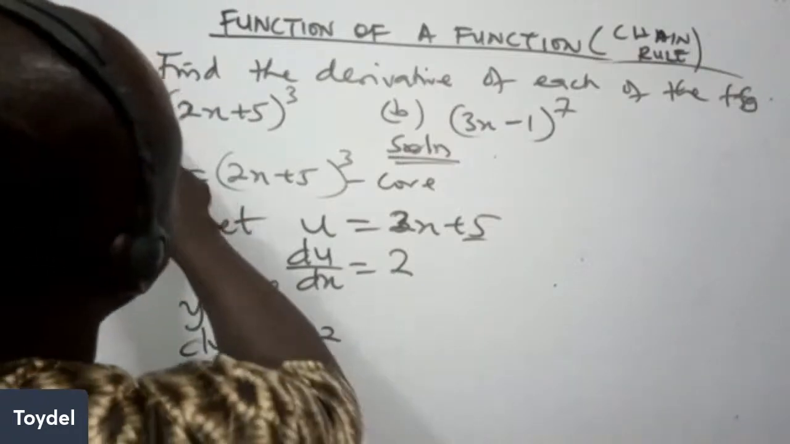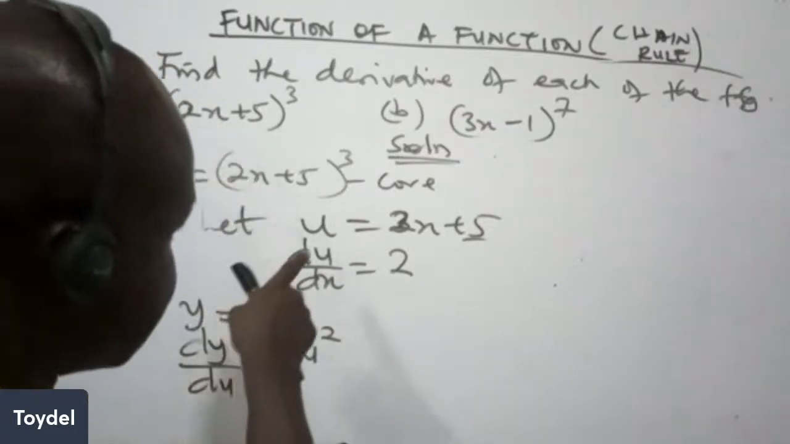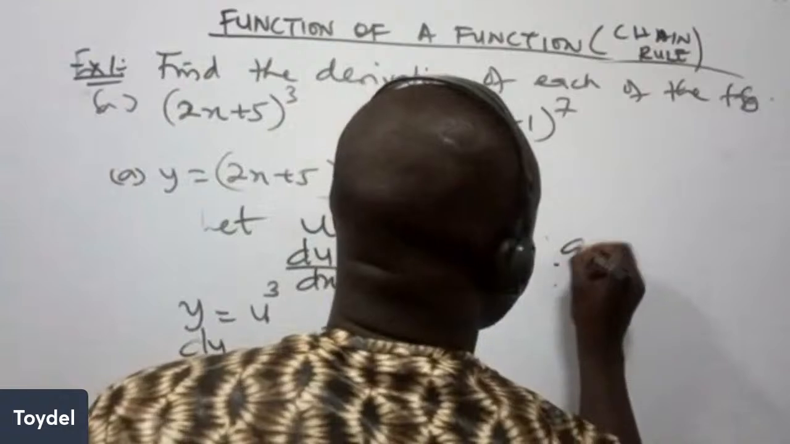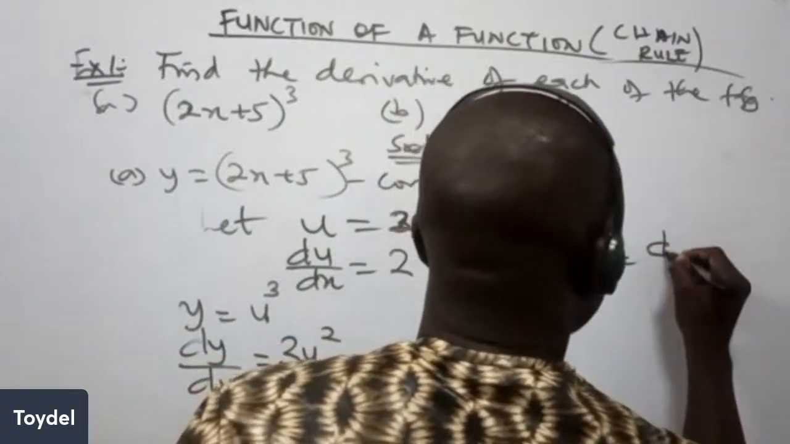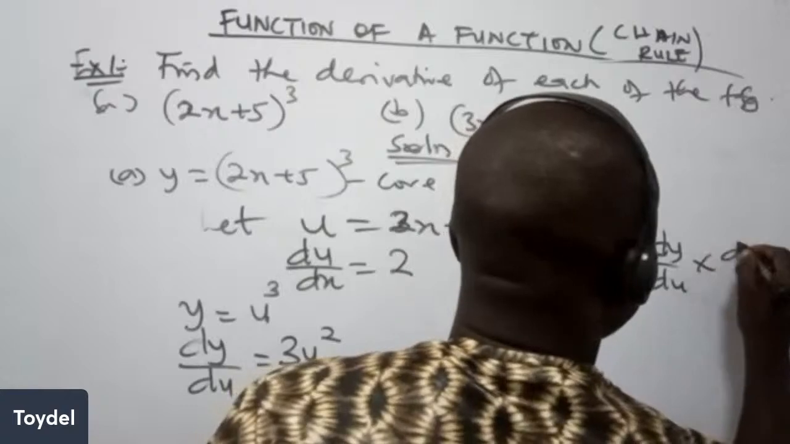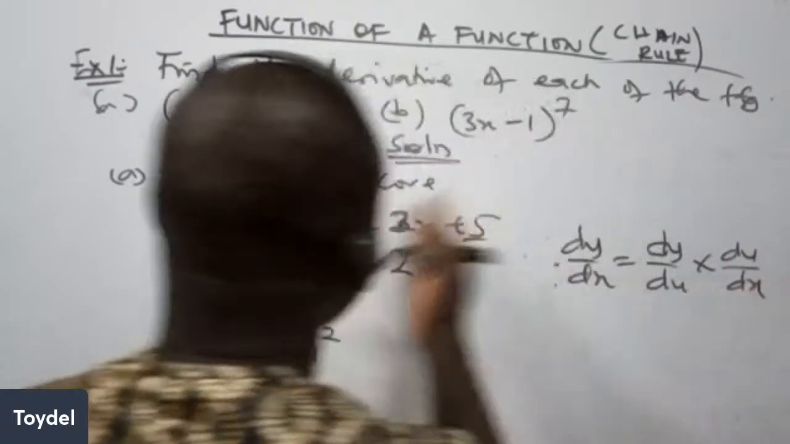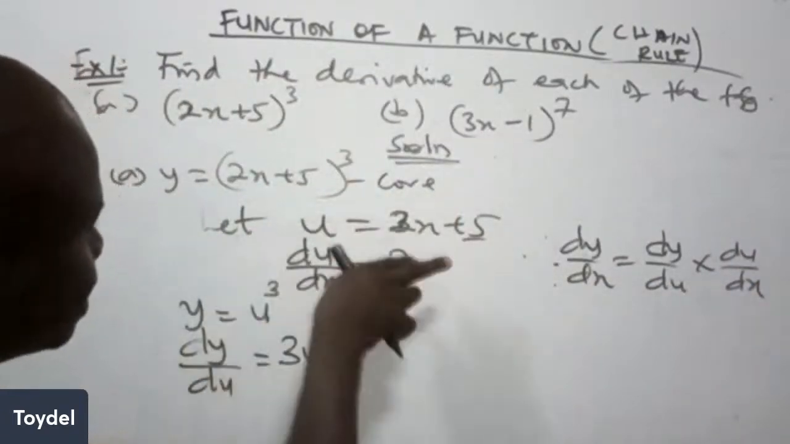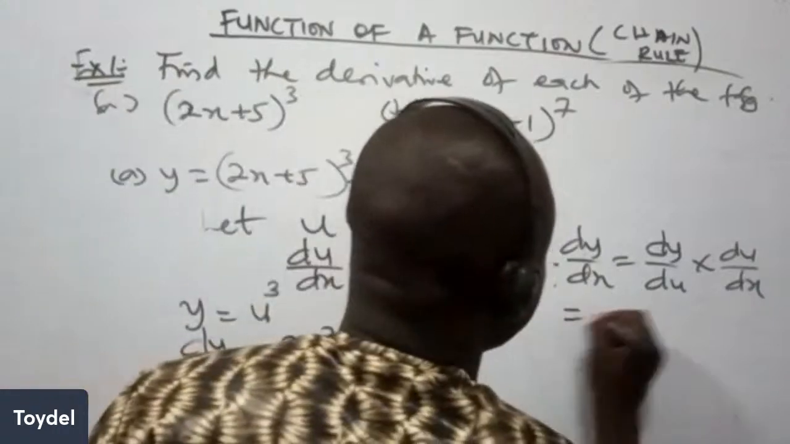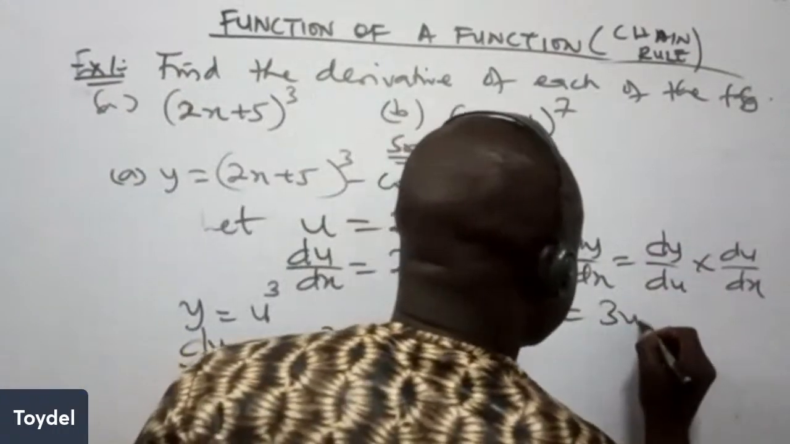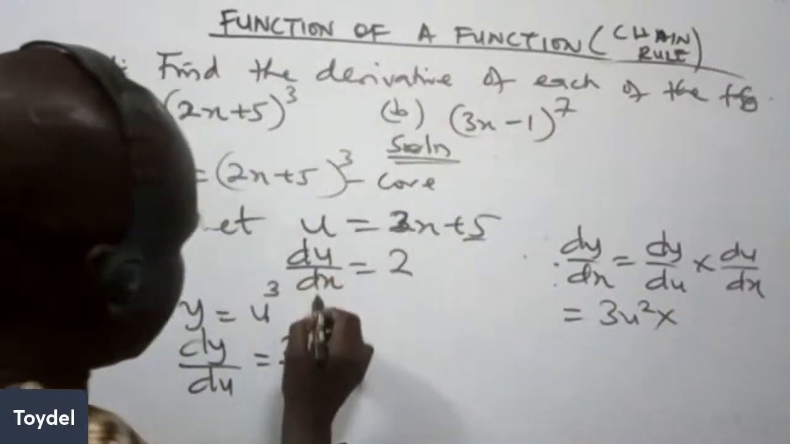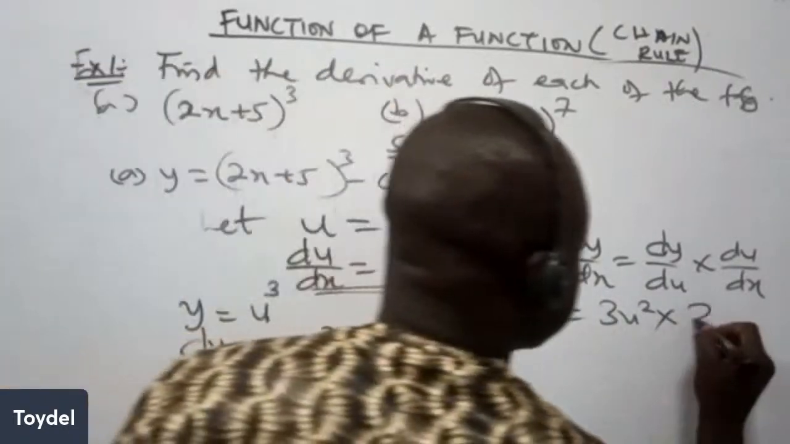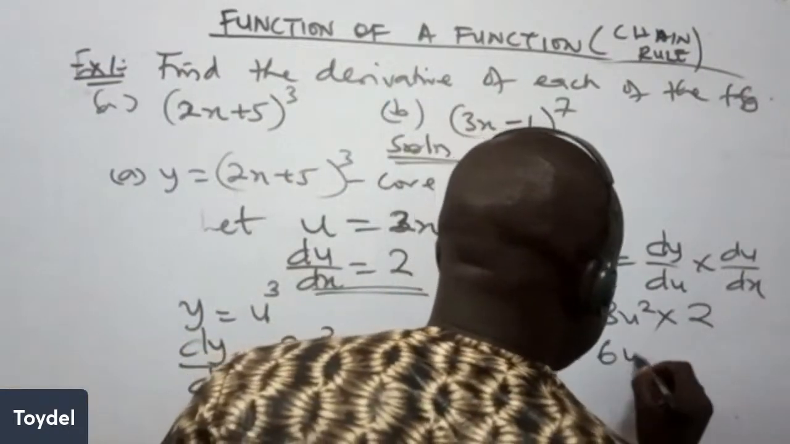But we are asked to differentiate y with respect to x, not with respect to u. So therefore, dy/dx will now be equal to dy/du multiplied by du/dx. Since I cannot differentiate directly, I decided to use the chain rule. Then I record. So at the end of the day, what is dy/du? dy/du is 3u squared multiplied by du/dx. du/dx is 2. At the end of the day, I have 3 times 2, 6u squared.